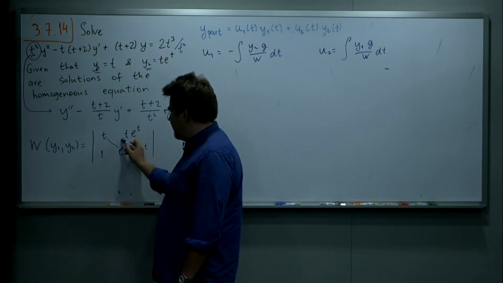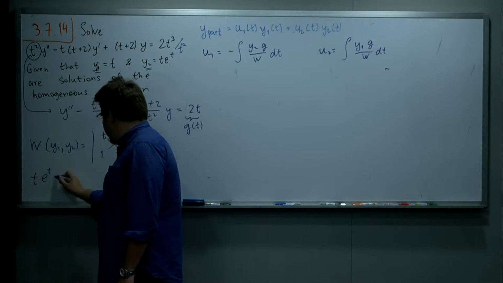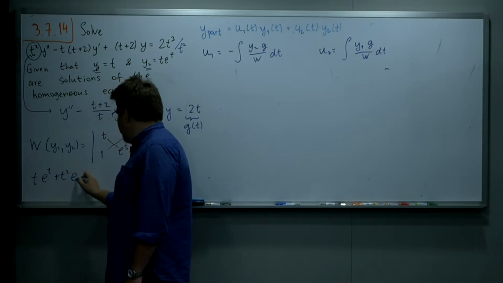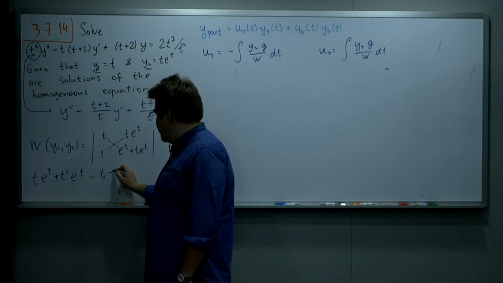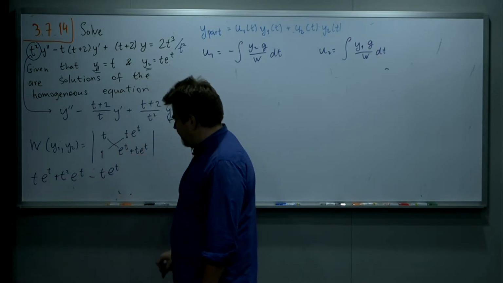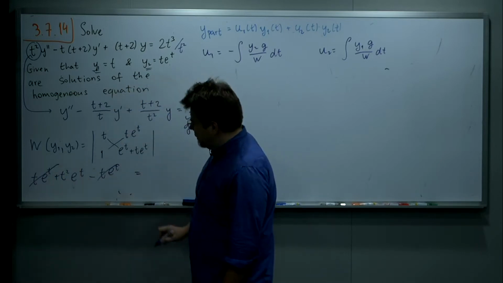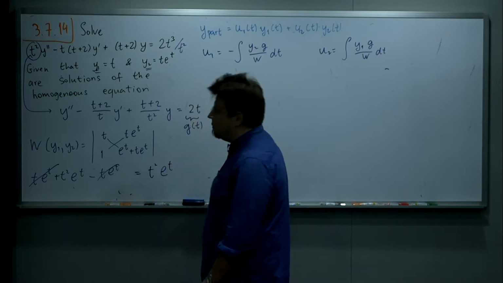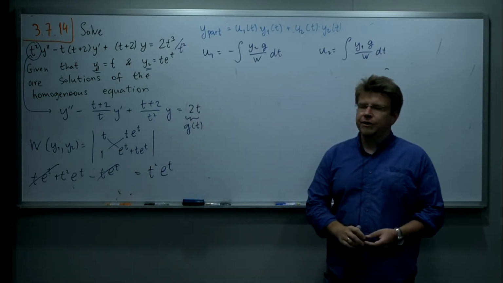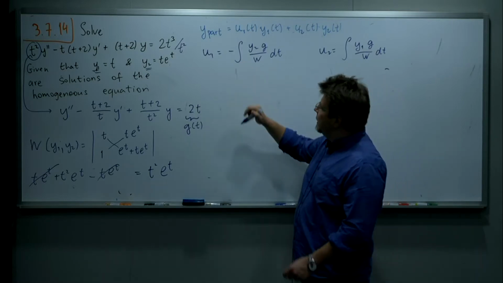So this times this minus this times this. So it is t e to the t plus t squared e to the t, minus this, minus t e to the t times 1. So this cancels out. The remaining term is just t squared e to the t. So the Wronskian of the two solutions is t squared e to the t. And now we can apply variation of parameters.